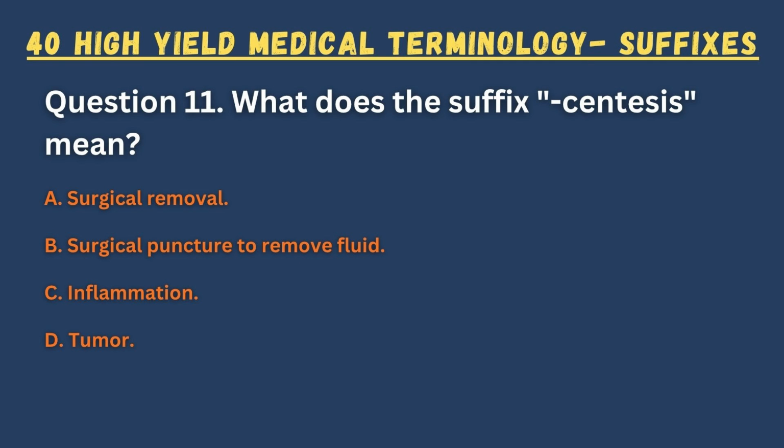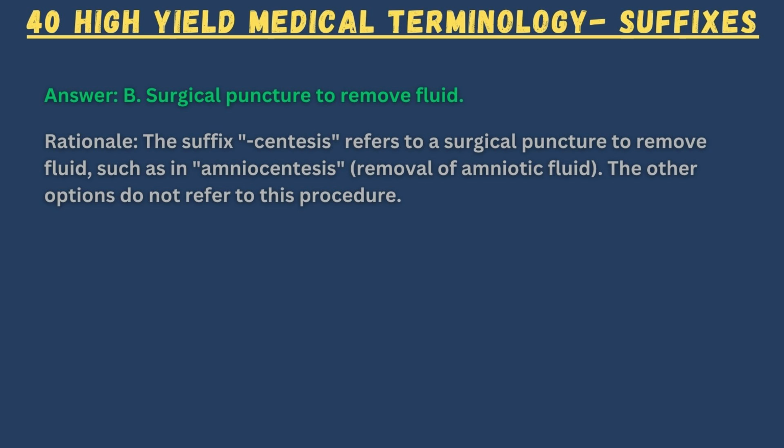Question 11. What does the suffix centesis mean? A. Surgical removal. B. Surgical puncture to remove fluid. C. Inflammation. D. Tumor. Answer: B. Surgical puncture to remove fluid. Rationale: the suffix centesis refers to a surgical puncture to remove fluid, such as in amniocentesis, removal of amniotic fluid. The other options do not refer to this procedure.